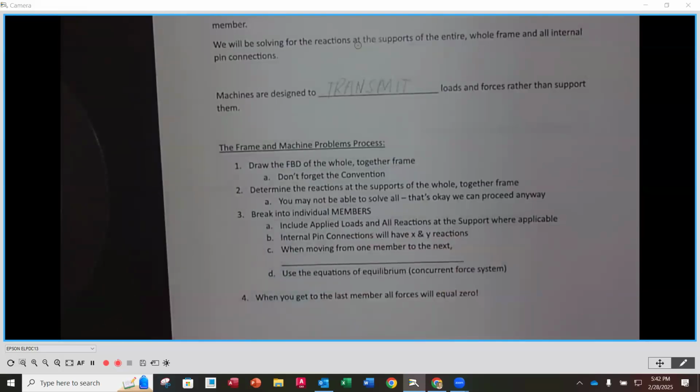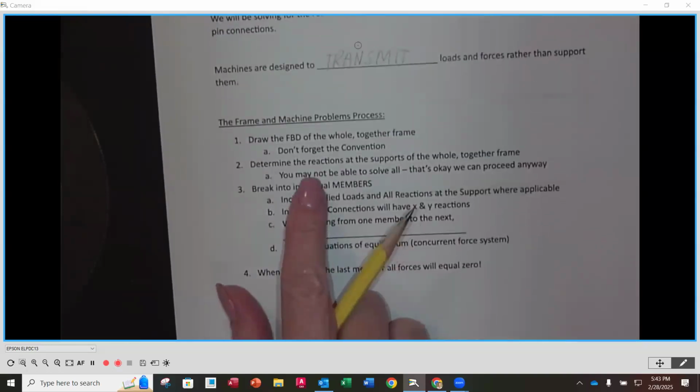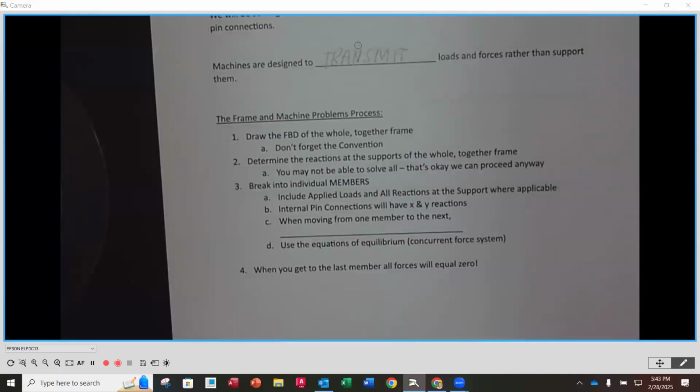The first thing is going to be similar to trusses. We're going to draw our free body diagram of the whole machine or frame, include our convention there, as it says, and determine the reactions at the supports when it's all together. We might find that at times we can't solve it all, and that's okay. I'll show you how we can proceed anyway. But we try first to get everything, because we'll be able to come back and fill that in as needed.